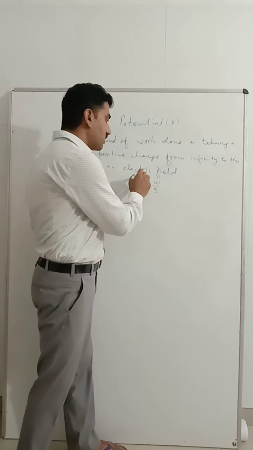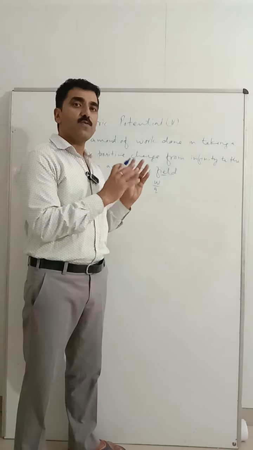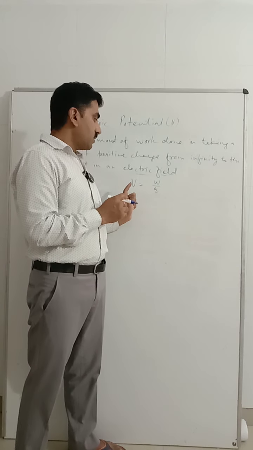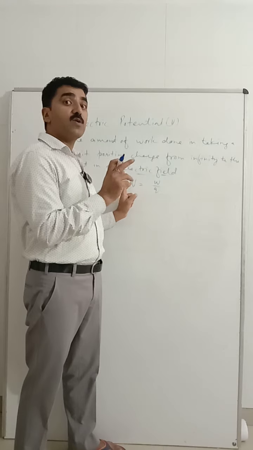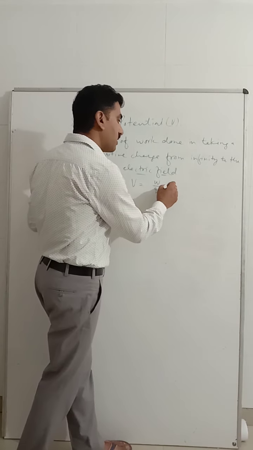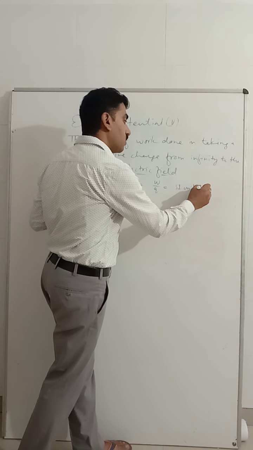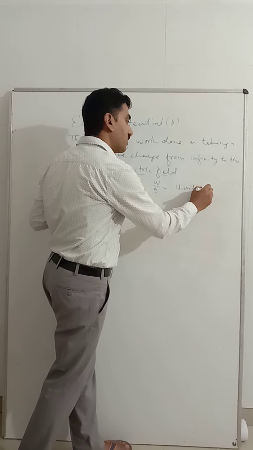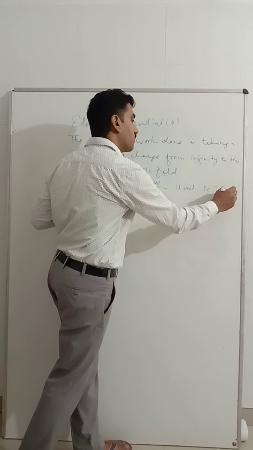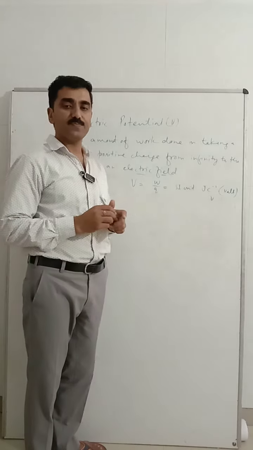Now I'll tell you what an electric field is also. This work is done against the electrostatic force of attraction or repulsion, so that work done is stored as electrostatic potential energy. So electric potential is work done per unit charge, and its SI unit, you can write joule per coulomb also, but otherwise it is volt. It's represented by capital V.